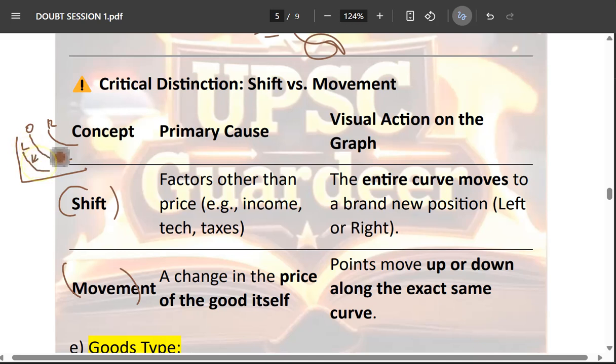Okay, the graph will shift left or shift right. When will this happen? When factors other than price change, irrespective of price, like income, technology, tax. This kind of concept comes in the shift.